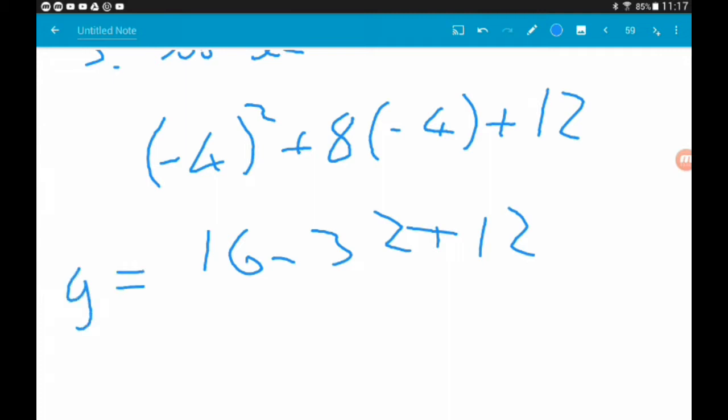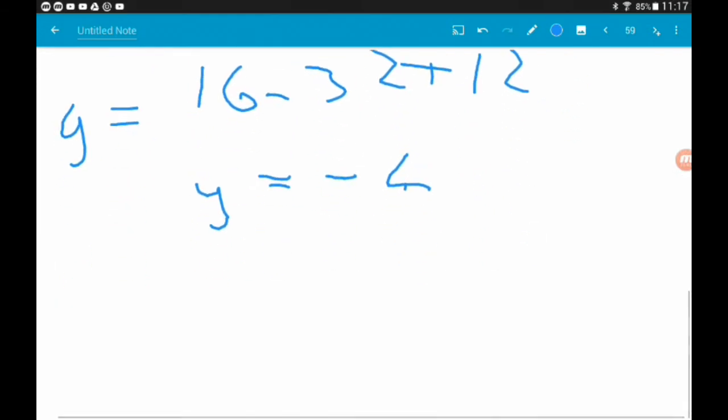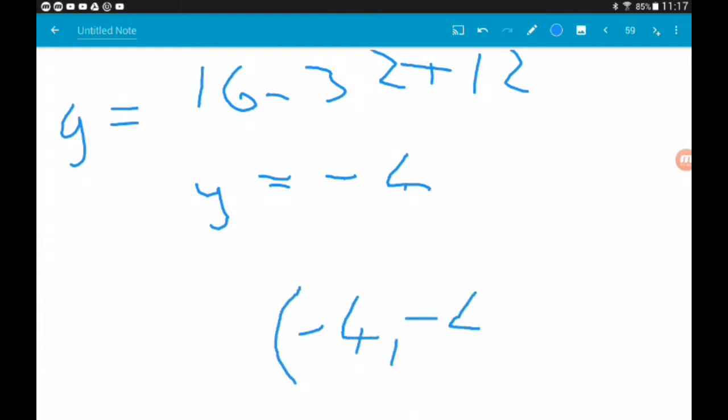So that gives us our value for y. So y is equal to minus 4. So our stationary point has coordinates minus 4, minus 4. As I said, if you want to practice your completing the square, make sure you can get the same answer using that method.